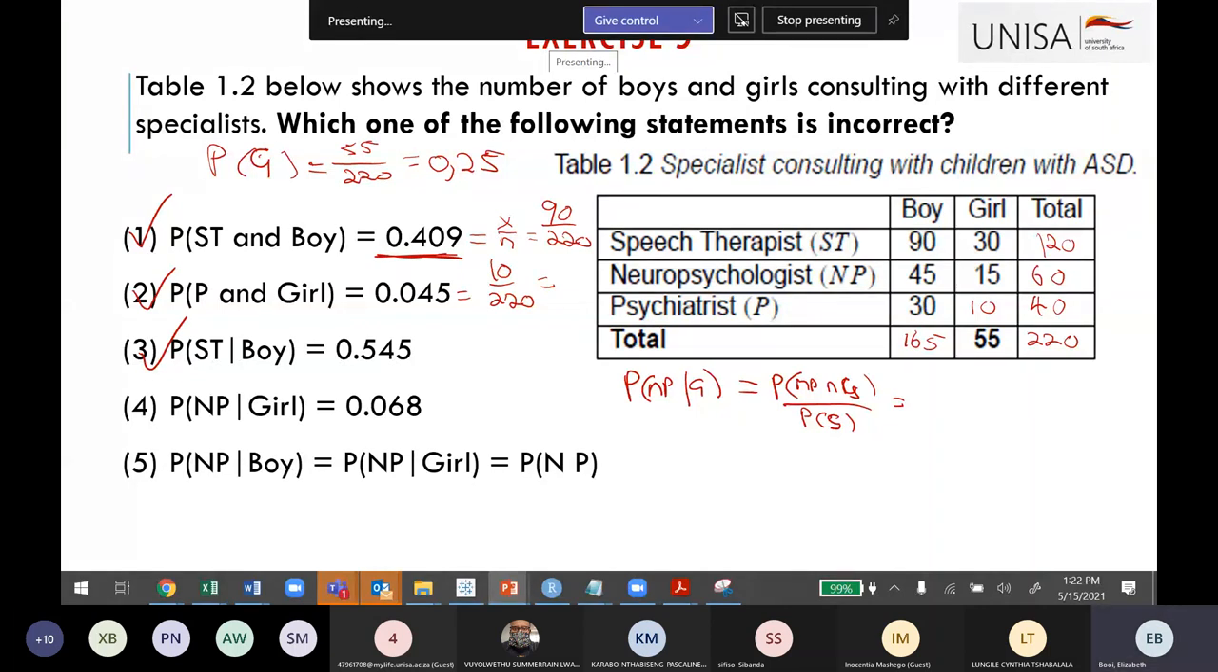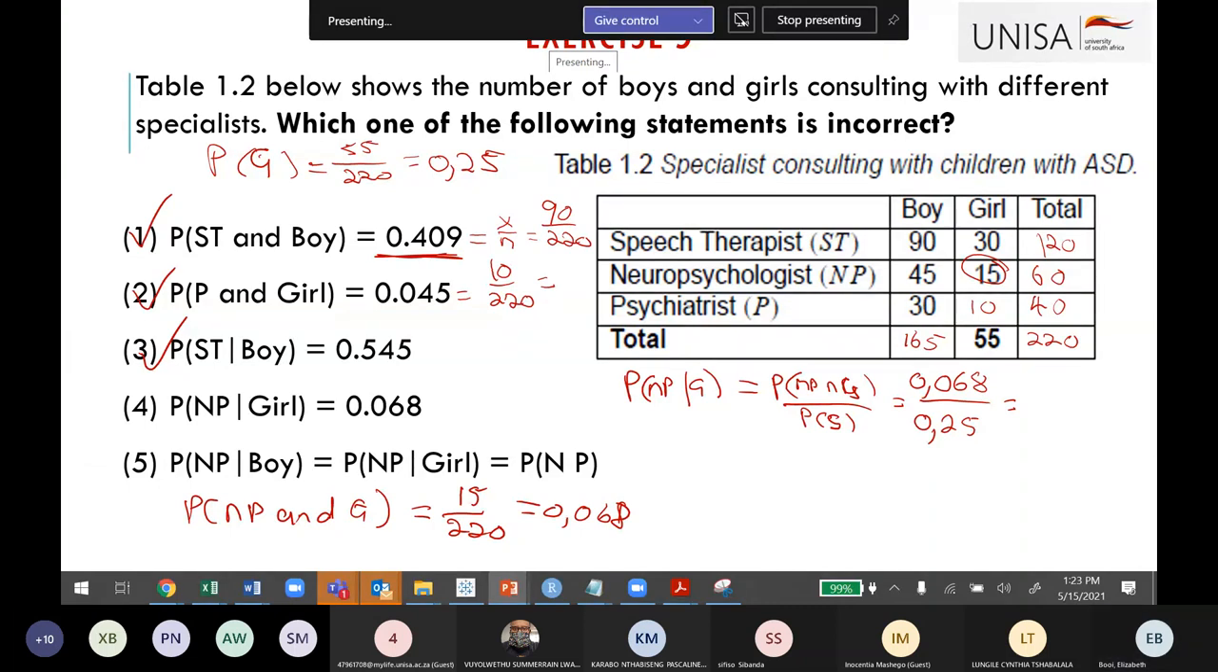We need the probability of NP and a girl, so you can find the probability of NP and a girl, and that is 15 divided by 220. It's 0.068. Now we can substitute the probabilities into here. That gives 0.068 divided by the probability of a girl, which is 0.25. And the answer is 0.273.